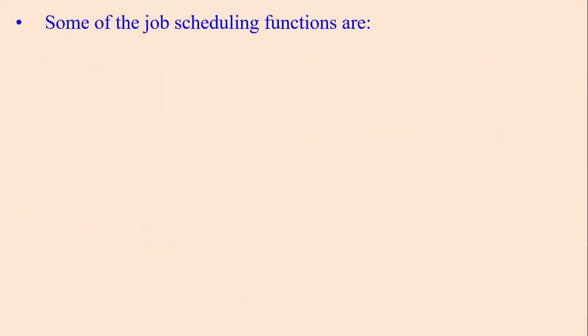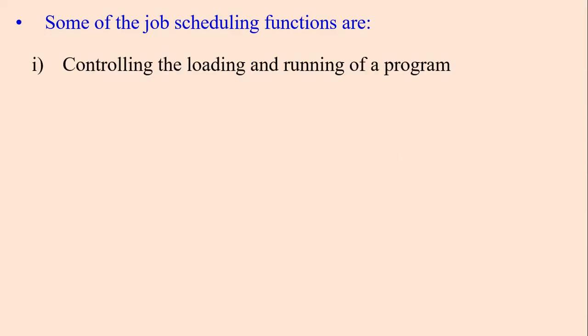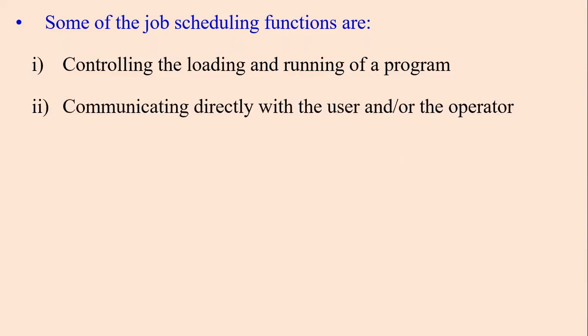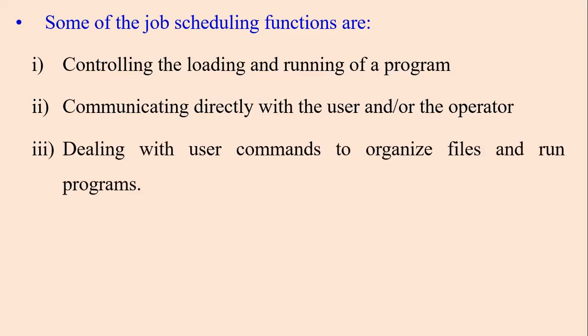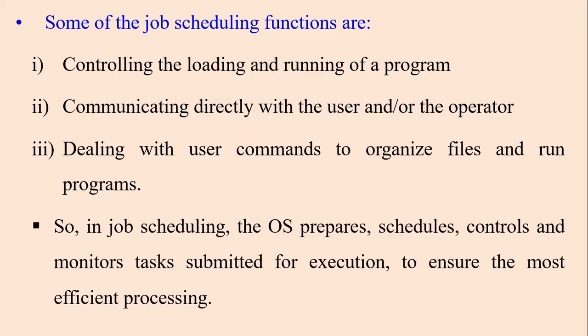Some of the job scheduling functions are: number one is controlling the loading and running of a program. Number two is communicating directly with the user and/or the operator. Number three is dealing with user commands to organize files and run programs. So in job scheduling, the operating system prepares, schedules, controls, and monitors tasks submitted for execution in order to ensure the most efficient processing.